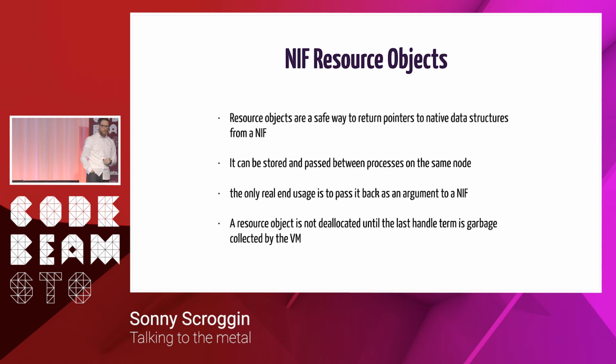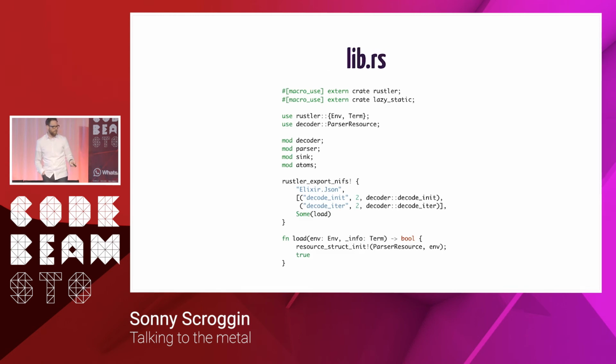Now our lib.rs looks like this. We have changed a few things. We now have a parser and a sync module. We have our two functions here for init and iter. And now we have this stuff here. At the end of our exports, we're telling Rustler, hey, we want to do some initialization work when we're loading. So we have this load function where we initialize a struct resource that's going to hold our resource.